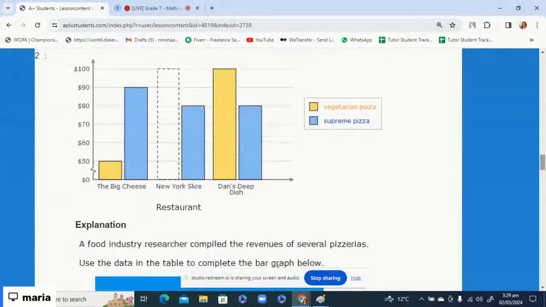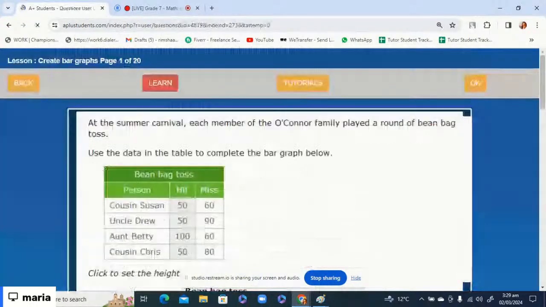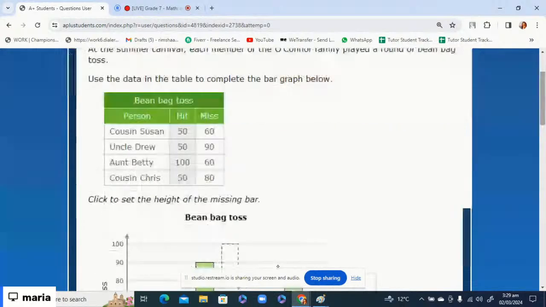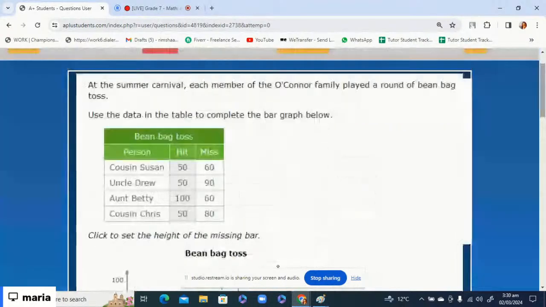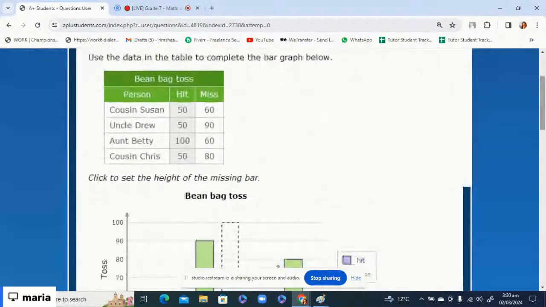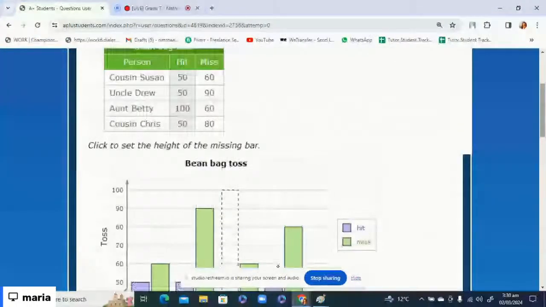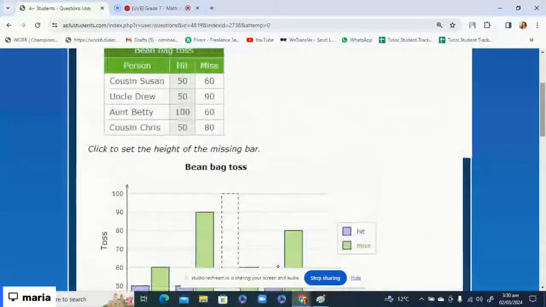Now let's do one test question for that. At the summer carnival, each member of the Corner family played a round of bean bag toss. Use the data in the tables to complete the bar graph below. Okay, let's do the bar graph. These are Colin, Susan, Uncle Drew, Aunt Betty, and Chris. Hit is given and miss is given. Click to set the height of the missing bar.